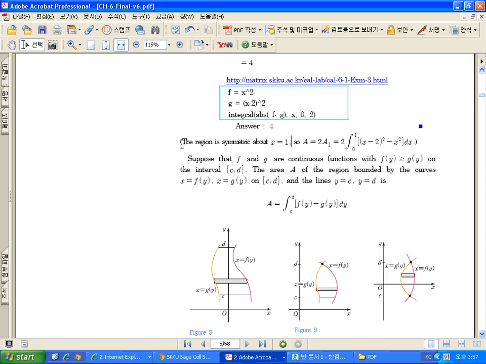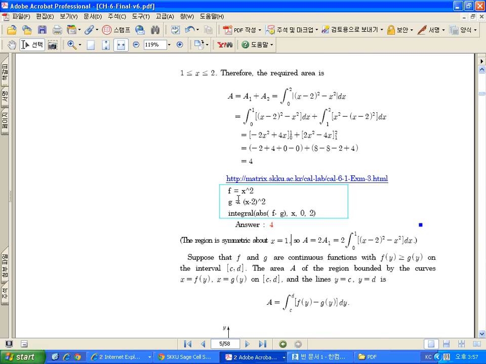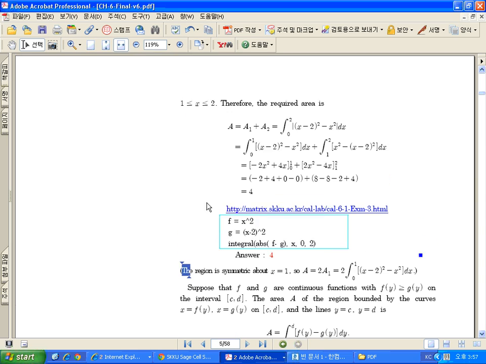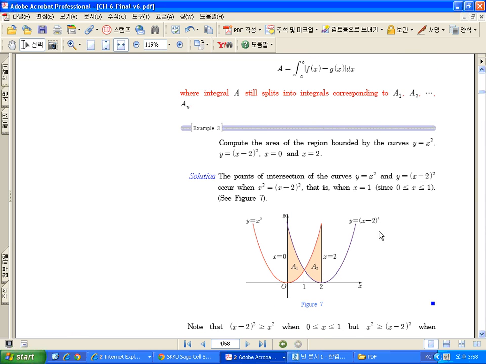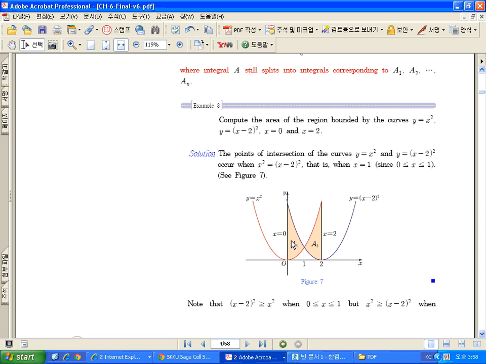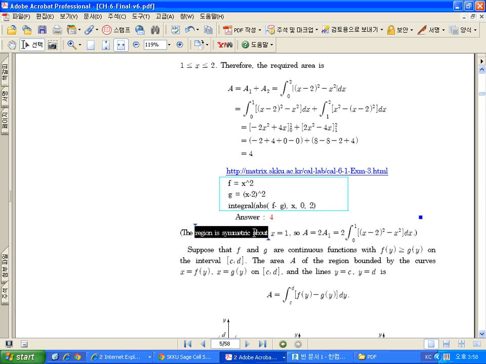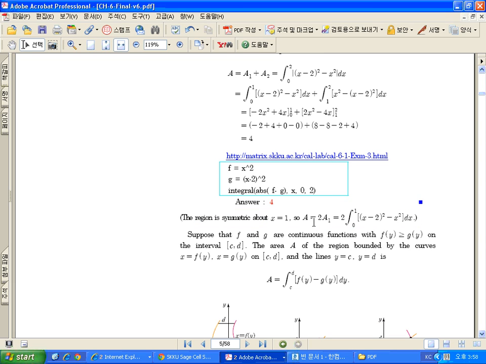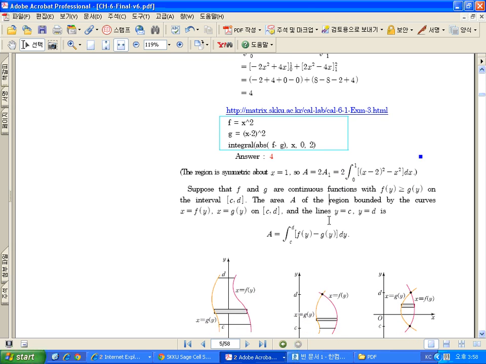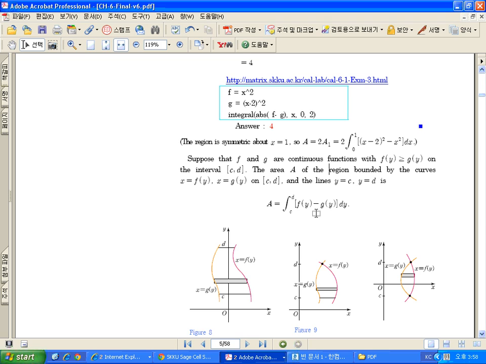Anyway, in that process, you may recognize that after you draw the graph, you can easily figure out these regions are very symmetric. So you may just find the integral from 1 to 2, find the one area, and just multiply by 2 to get the whole area. If you know the graph, then you don't have to do the computation twice, and you may just use those properties to get the answer that you'd like to have.